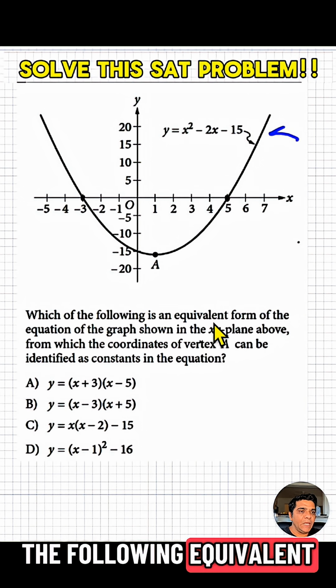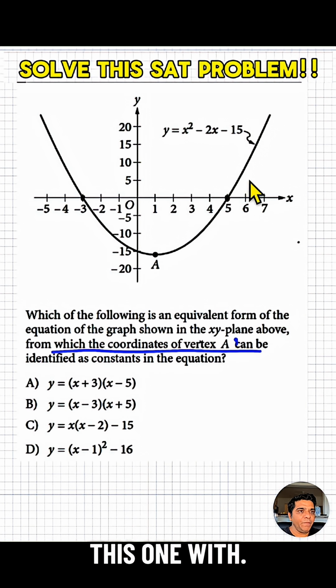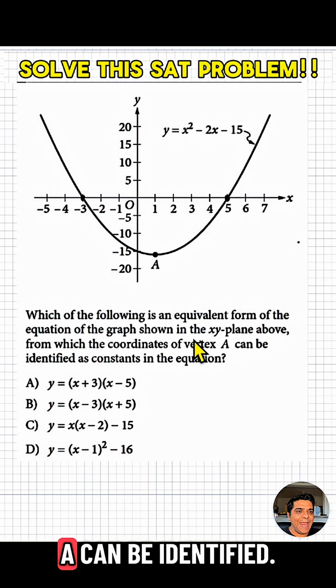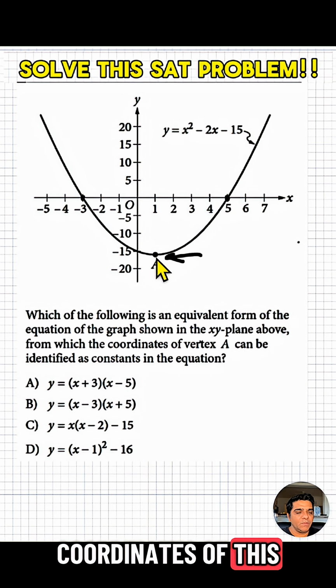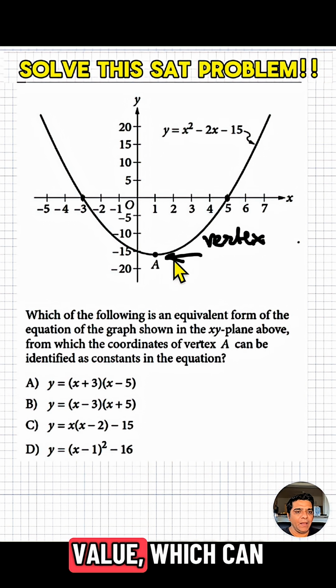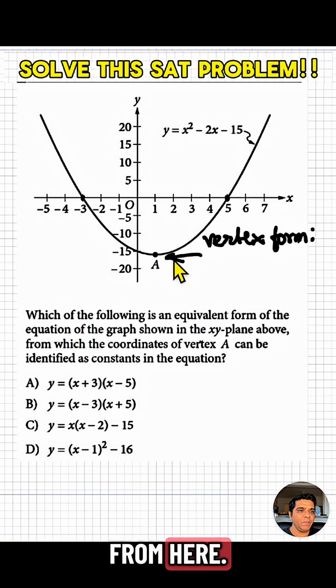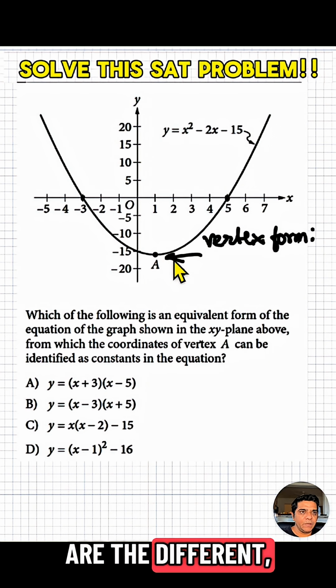Which of the following equivalent forms of the equation of the graph, this one, from which the coordinates of vertex A can be identified? You want the coordinates of this vertex A, so the x and the y value, which can be easily identified from here. Okay, let's take a look at the different choices.